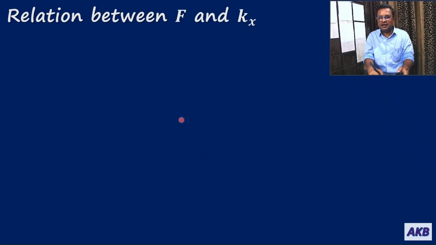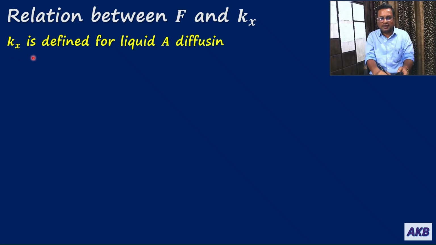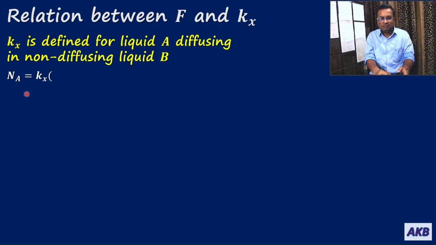Now, let us get the relation between F and Kx. For that, we know that Kx is defined for liquid A diffusing in non-diffusing liquid B by this equation: Na is equal to Kx into (x1 minus x2). I will call it equation number 19. In this case, the driving force is the mole fraction difference.